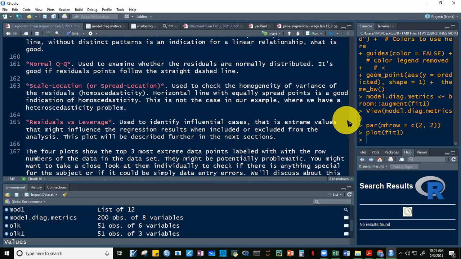Lastly guys, yung residuals versus leverage. Ginagamit natin to para makapag-identify ng mga influential cases, influential observations. Ano yung influential observations? They are extreme values that might influence the regression results when included or excluded. Ibig sabihin, kunyari may mga observations tayo na medyo outlier. Hindi lang outlier, influential pa. Kasi pwede maging outlier na hindi naman influential.